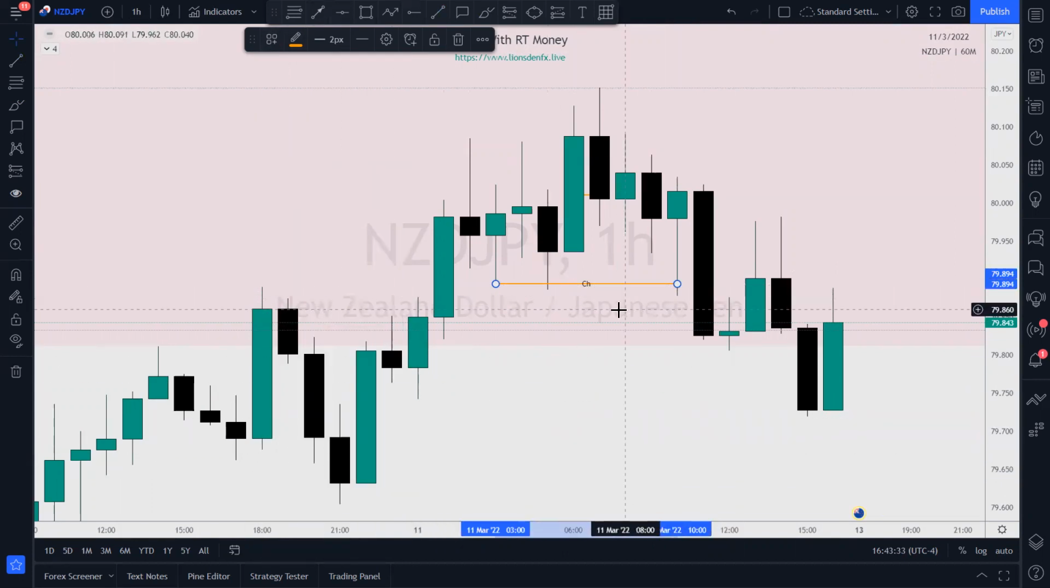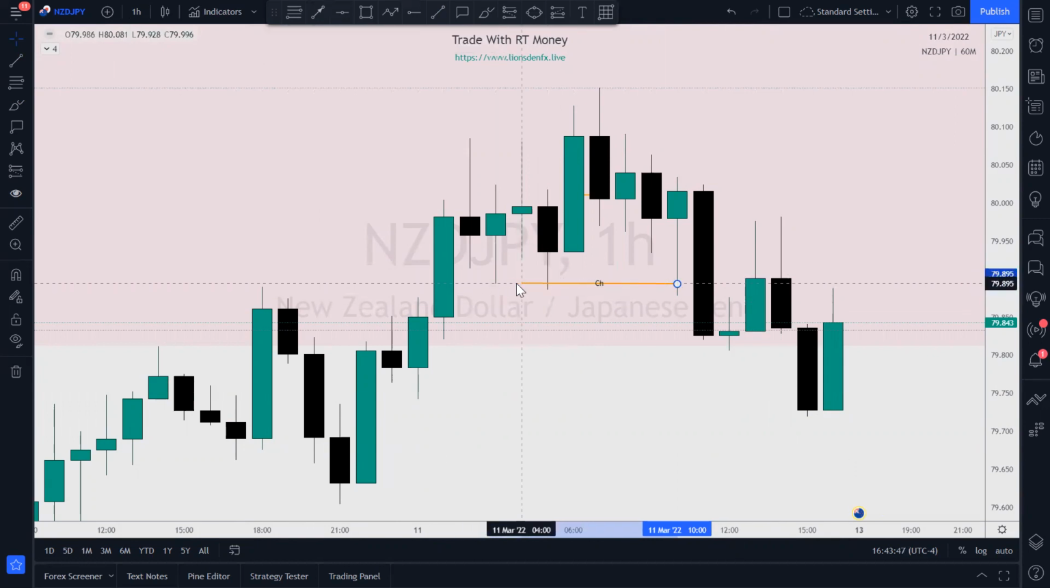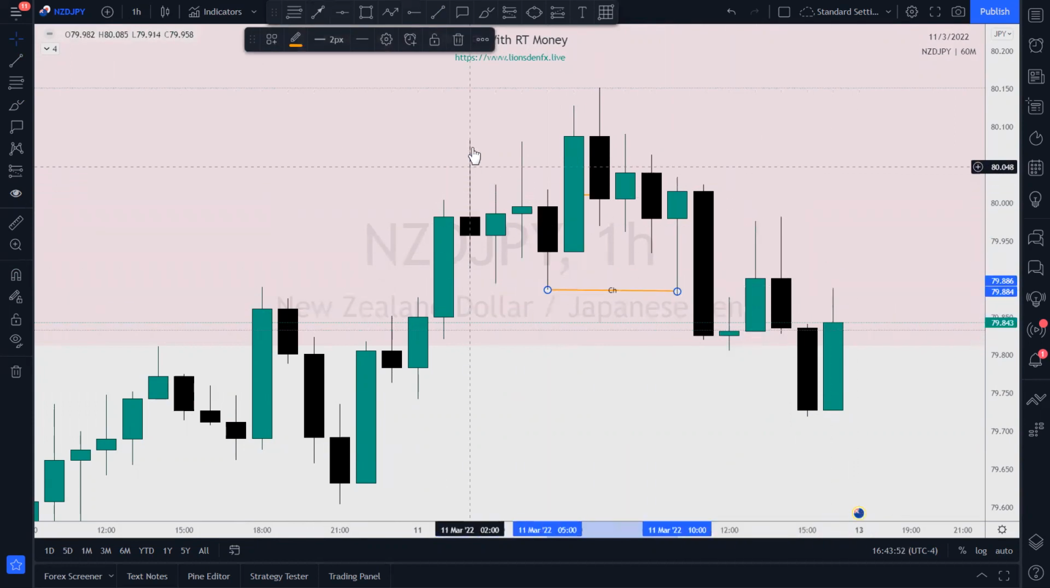CHoCH, change of character. You're looking for price to show evidence that it wants to switch from bullish momentum to bearish momentum. So I'm looking for it here. Now, if this low gets beaten, then I change to this one. It's as simple as that. Once you have the high made, you're looking for the lowest point before that high is made. You're looking for the low that led to that high, and this would be it.